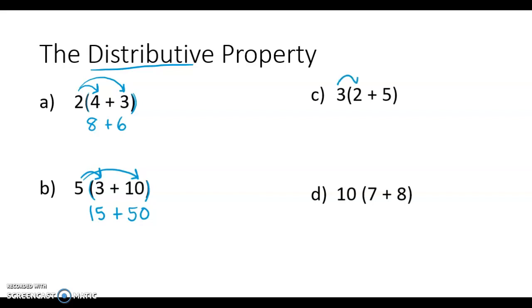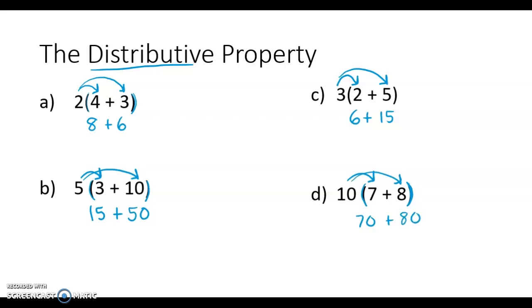Okay, problem C. 3 times 2 is 6. And 3 times 5 is 15. So we end up with 6 plus 15. We distributed the 3. And again, since parentheses means multiply, we're going to multiply everything in the parentheses by 10. 10 times 7 is 70, plus 10 times 8 is 80.